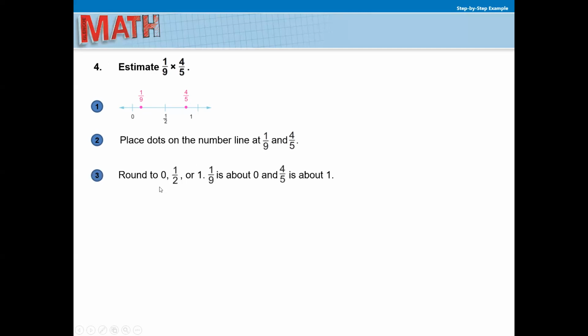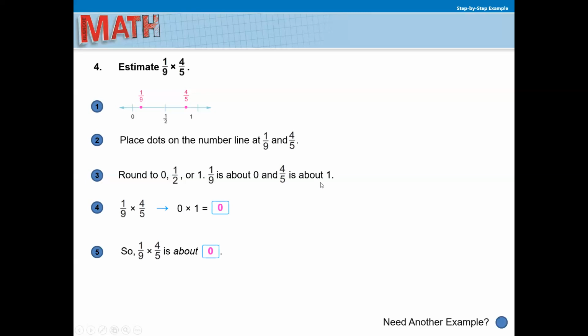Round to 0, 1/2, or 1. 1/9 is about 0, so we're going to round that one down to 0. And 4/5 is about 1. 1/9 of 4/5 is approximately 0 times 1, 0. So 1/9 of 4/5 is about 0. If you get 1/9 of 4/5 of a piece of pizza, you're going to get a very little bit. Here's another example.